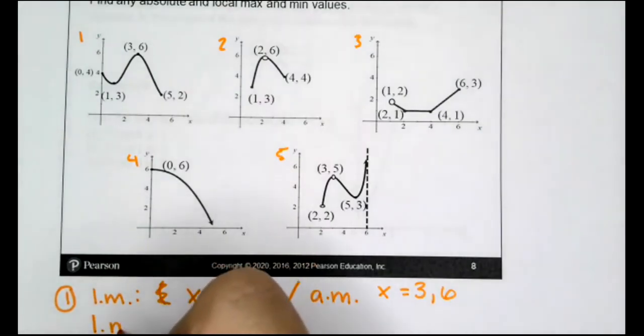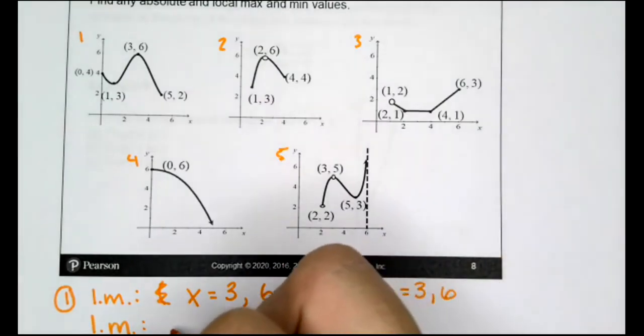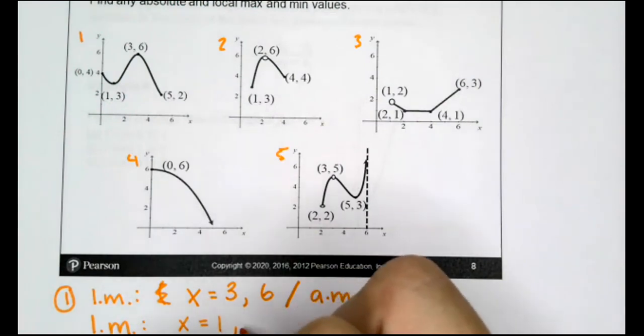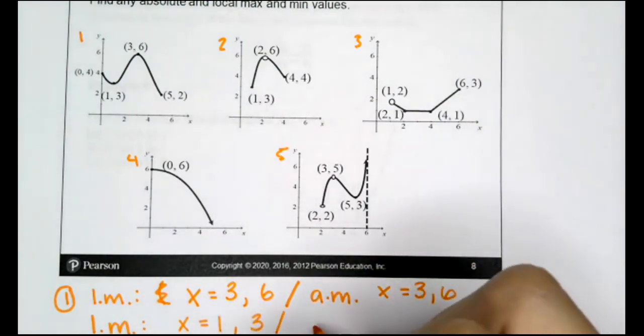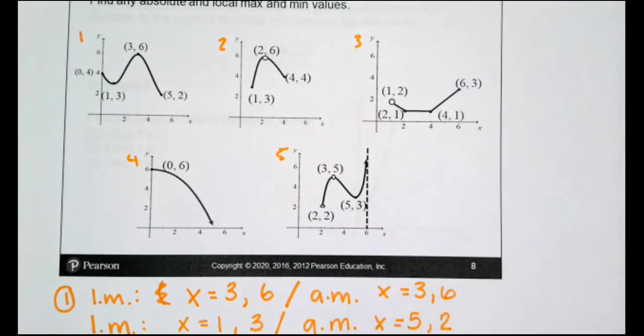The local minimum is X equals 1 at a height of 3. And the absolute minimum is X equals 5 at a height of 2.